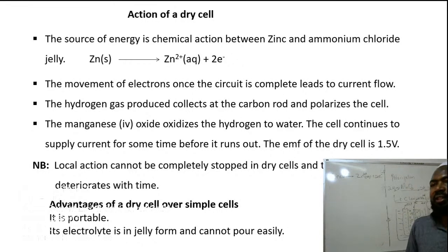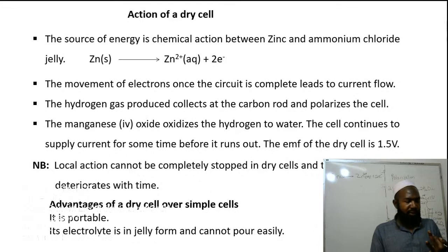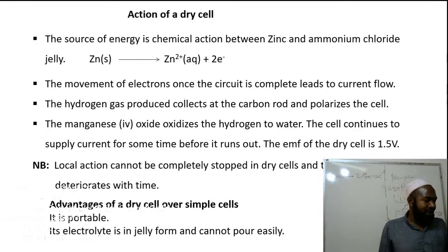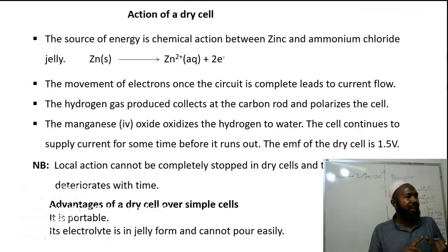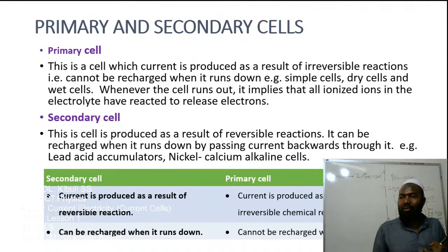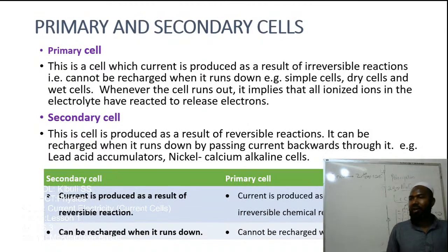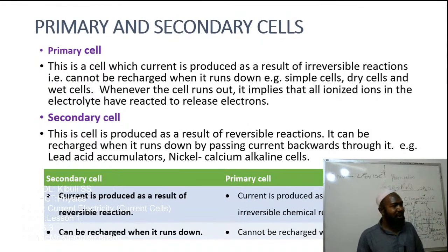Now, so far, the cells we have covered, simple cell, dry cell, wet cell, are all called primary cells. And those which we have not covered, that is the lead acid battery, the acid batteries used for vehicles and other uses, and also alkaline batteries, like those used by laptops and so on, are secondary cells. Now the major issue here is, what are primary cells?